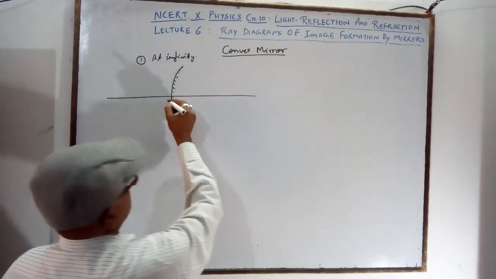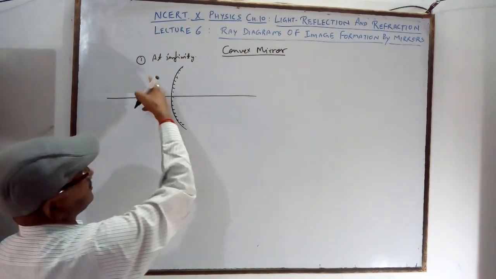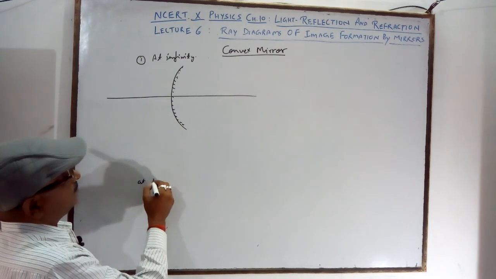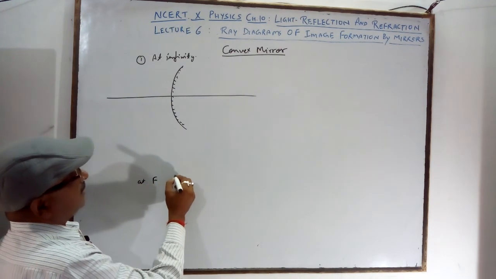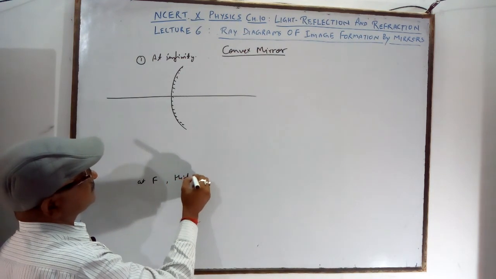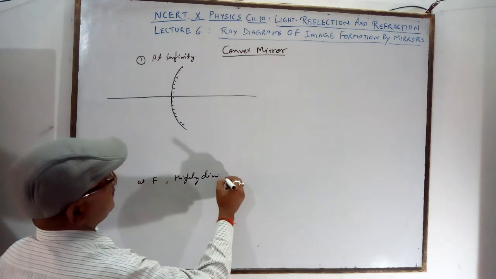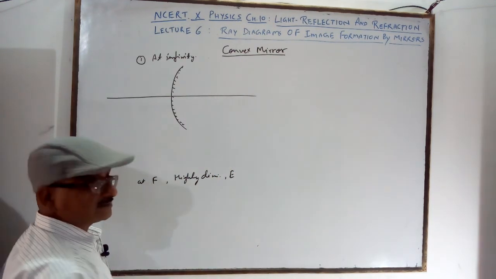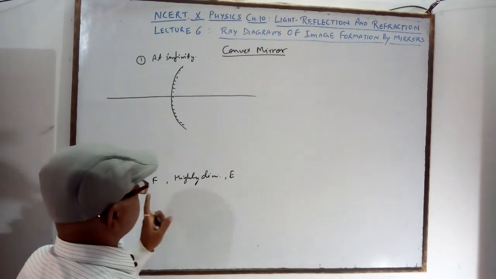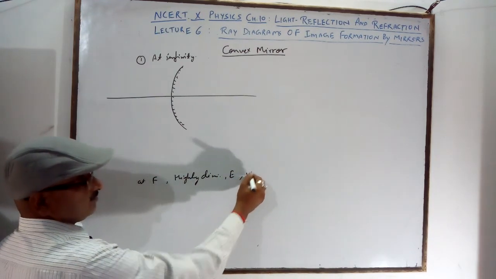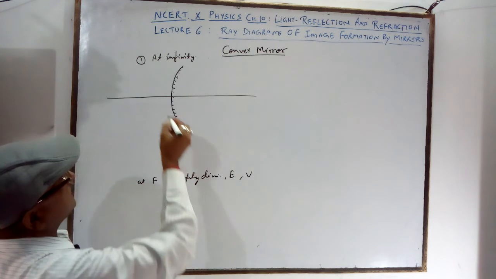In the ray diagram, the image will be at the focus, as I told you in the beginning, highly diminished and erect. Real or virtual, it is a virtual image. You will get a virtual image.